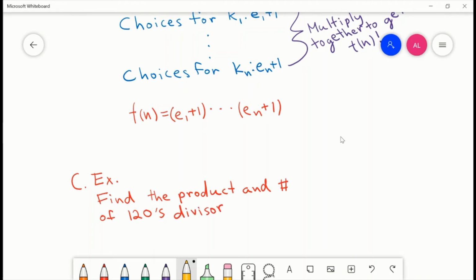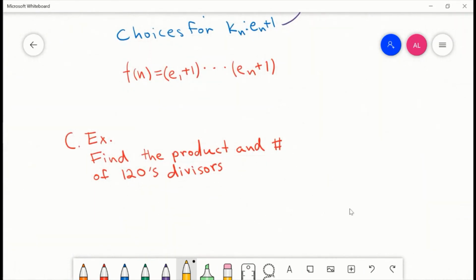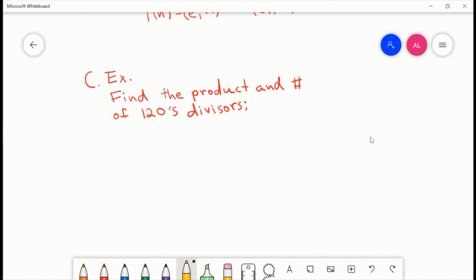Now, what we're going to do is find the number of divisors first, because we can't find the product unless we find the number. So just as in the proof for the formula for T of n, we write out 120's prime factorization. It is 2 to the third times 3 to the first times 5 to the first.